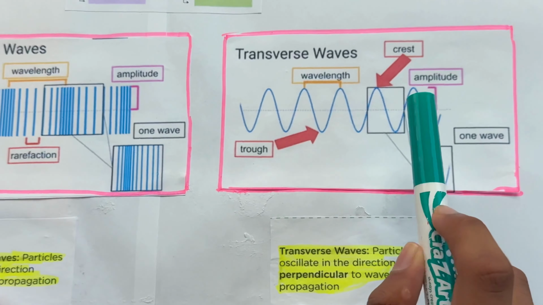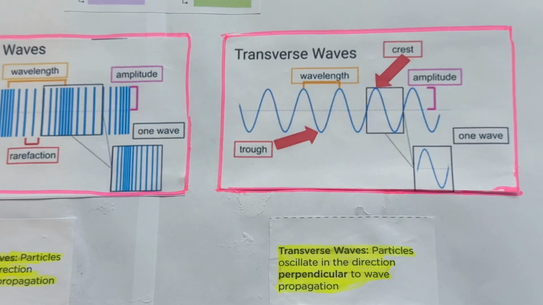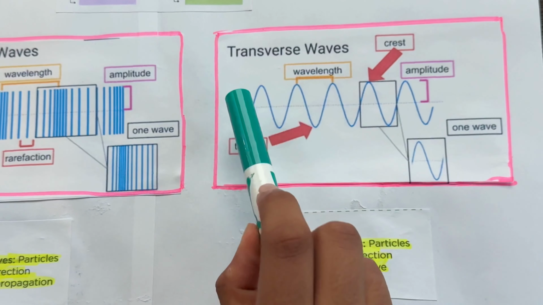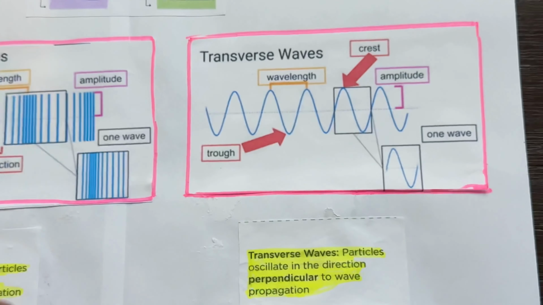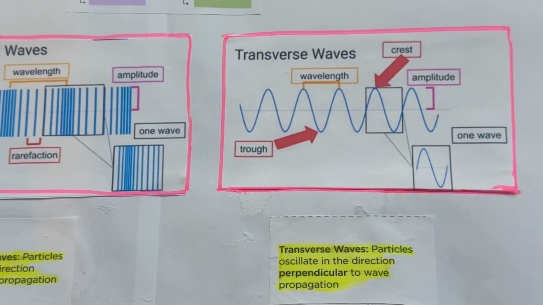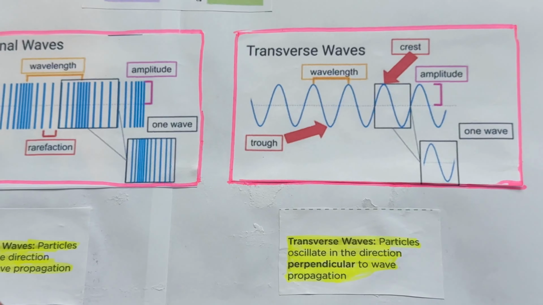This origin is called the propagation. Propagation means to spread, and because the motion is perpendicular to the propagation, the wave is able to move much faster and much more easily compared to longitudinal waves.